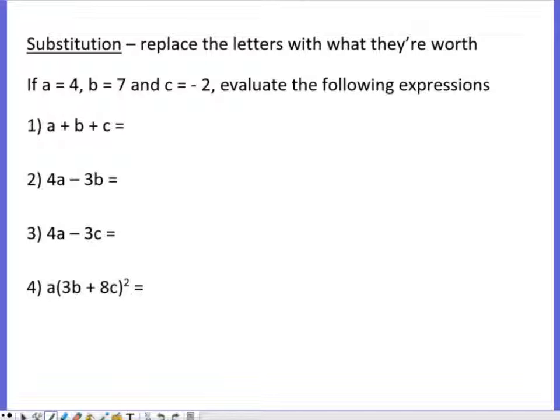Substitution is replacing the letters for what they're worth. And we're told in the question a is 4, b is 7, and c is minus 2. So in example 1, a is 4, b is 7, and c is minus 2. So the question becomes 4 plus 7 plus minus 2. Well, 4 plus 7 is 11, and a plus and a minus make a minus, so 11 minus 2 is 9.